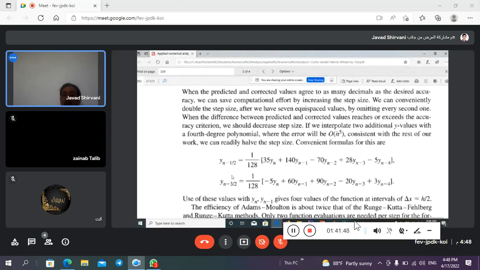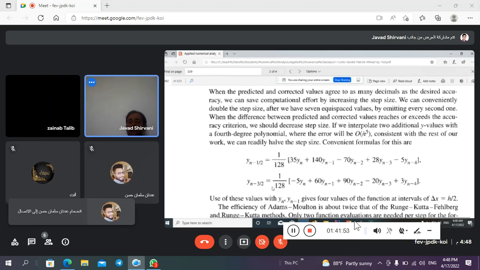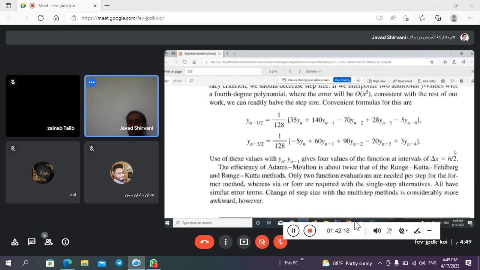Use the h as a 3, as a 2, we get 1 divided by 25 minus 5 by n minus 60 by n minus 1 as the correct one. Use of these values with yn and yn minus 1 gives 4 values of functions at the interval of this dx or half of dh.